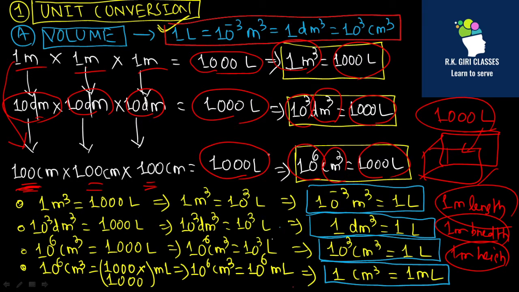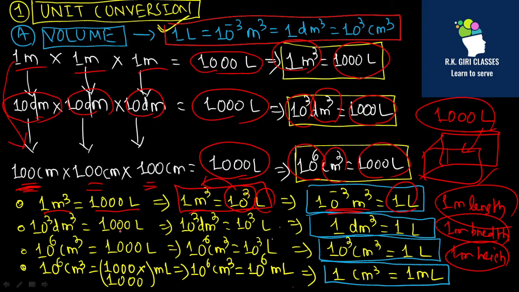So you can convert like this: 1 meter cube is equal to 10 to the 3 liter, right? You can convert like this. That means you have to put this value in terms of 1 liter. That means 1 liter is equal to 10 to the power minus 3 meter cube.